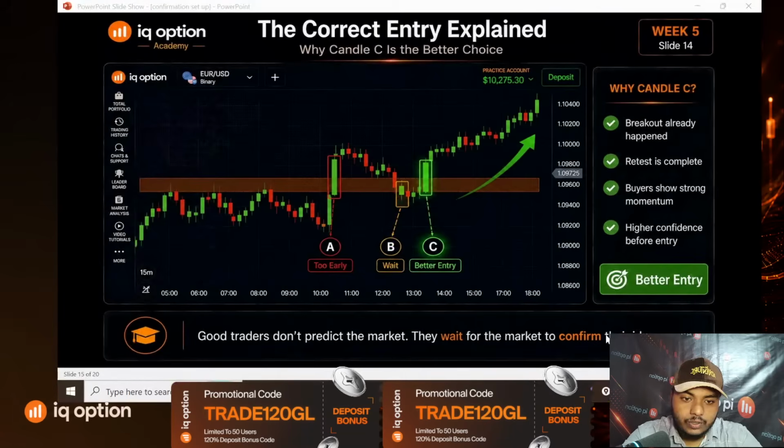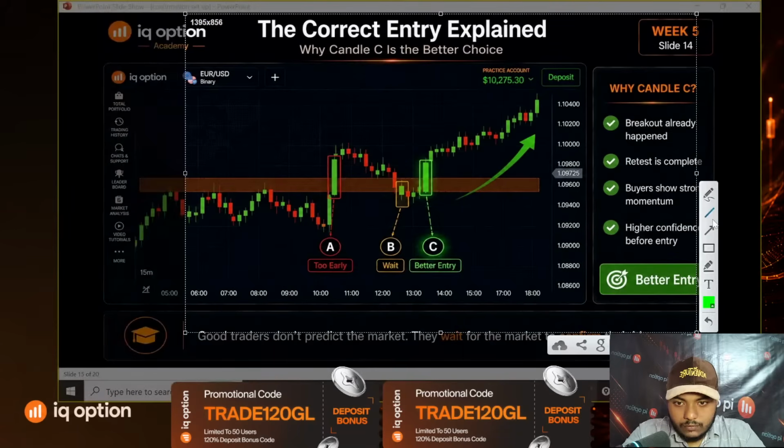But as I told you, you have to be careful about the left highs or lows. This is a resistance area on the left. You have to be careful about these two. So let's move to the next topic.